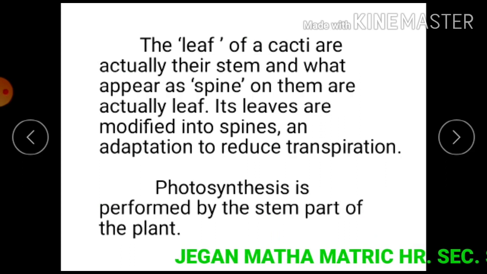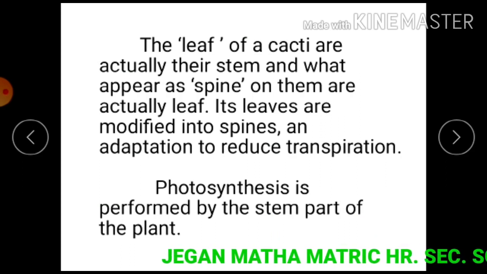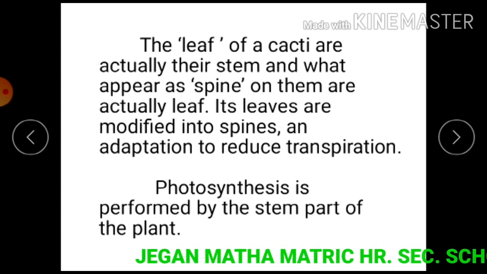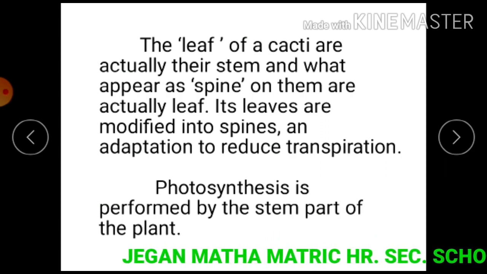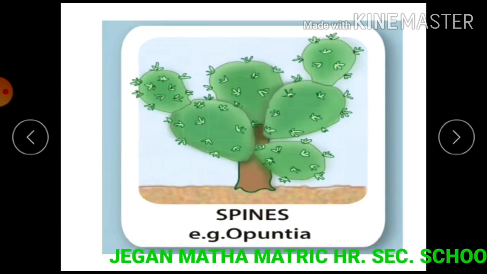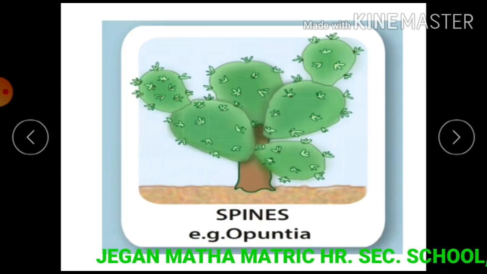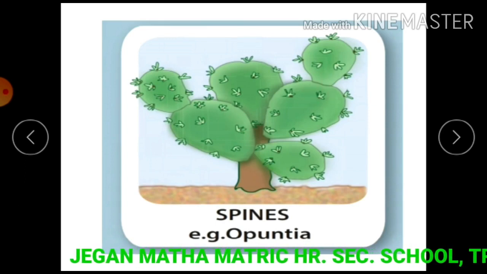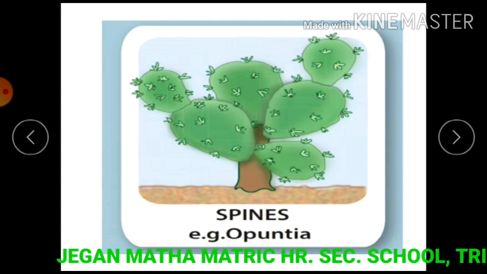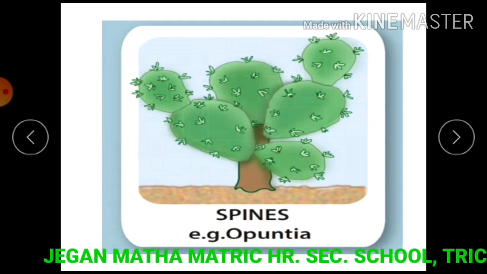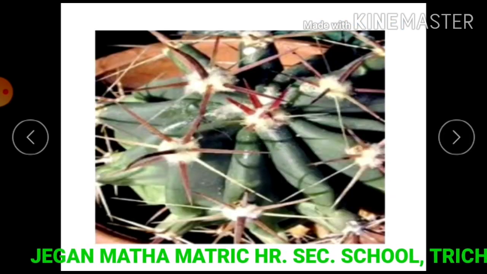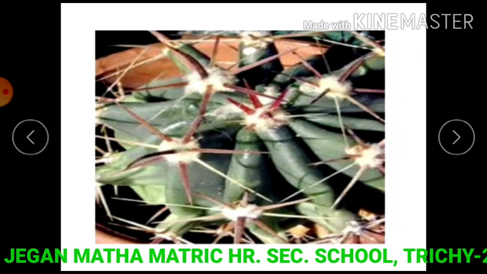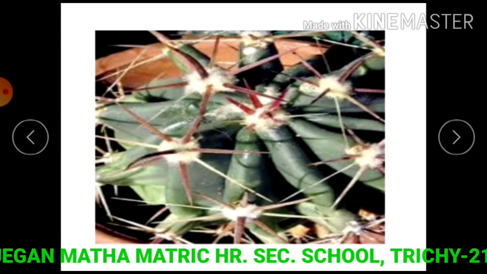The leaves of cacti are actually their stem, and what appear as spines on them are actually leaves. Its leaves are modified into spines, an adaptation to reduce transpiration. Photosynthesis is performed by the stem part of the plant.